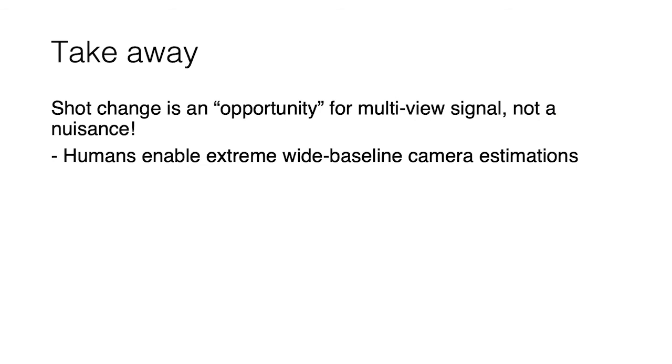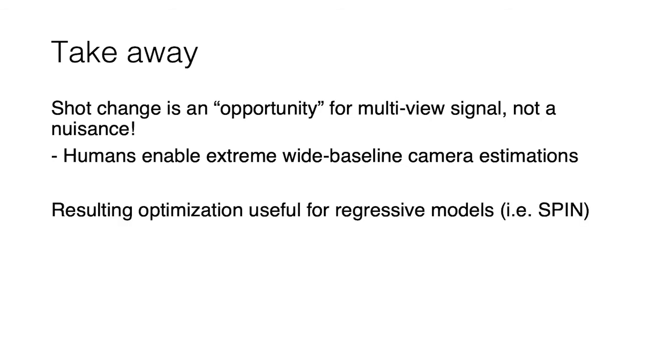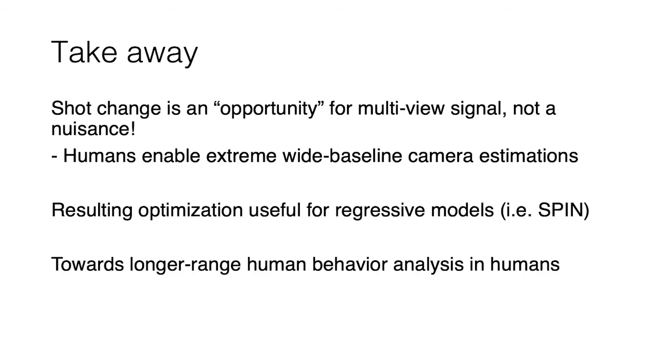And it's kind of so silly that, you know, this started because we looked at movies of people conversing with each other, and current computer vision algorithms can't even tell that they're talking to each other, or the relationship between them in 3D. And it seems so obvious to us, and it is kind of going in that direction. Okay, the multi-shot optimization gives you a lot more robustness because it's multiple views, and it can be a useful signal for regressive models. And this is a step towards longer range human behavior analysis in movies.